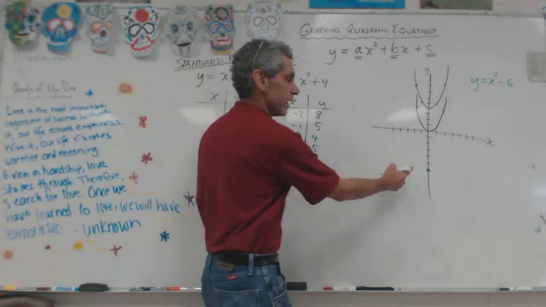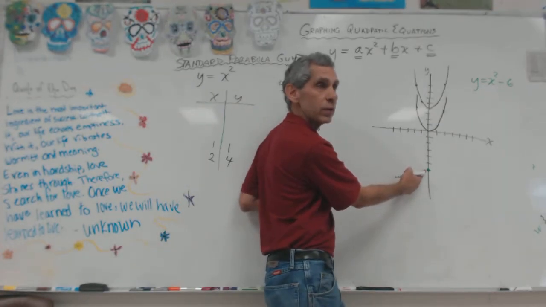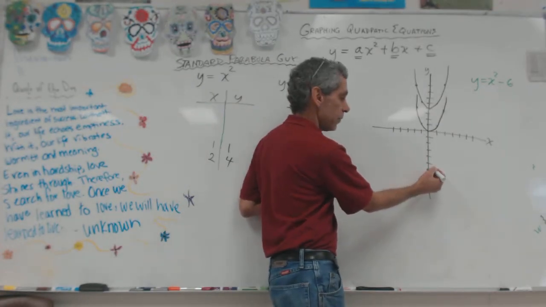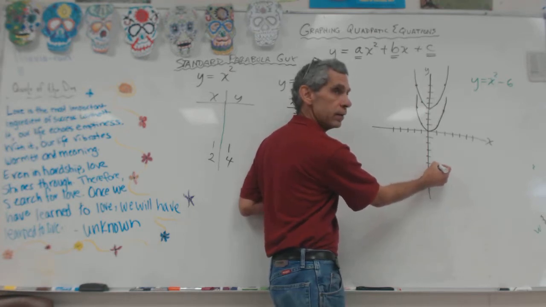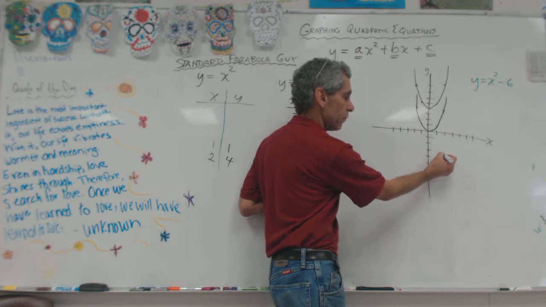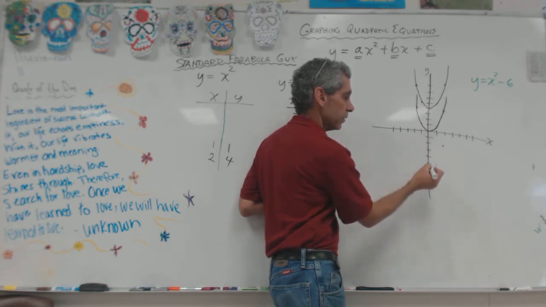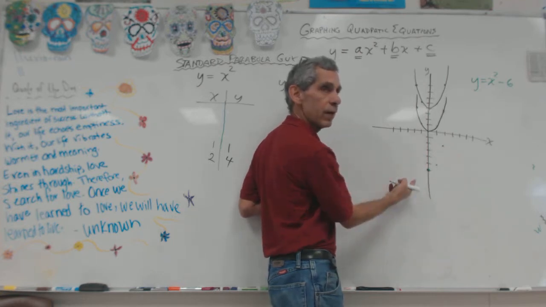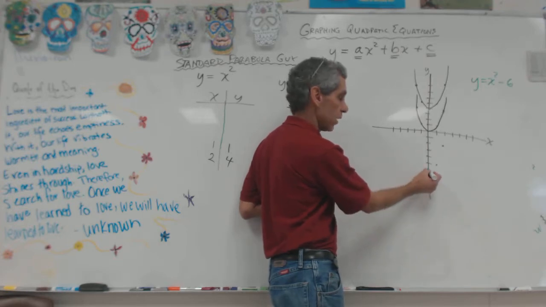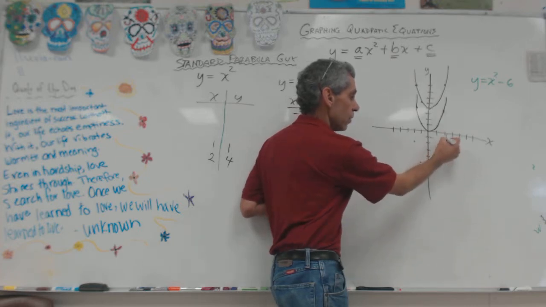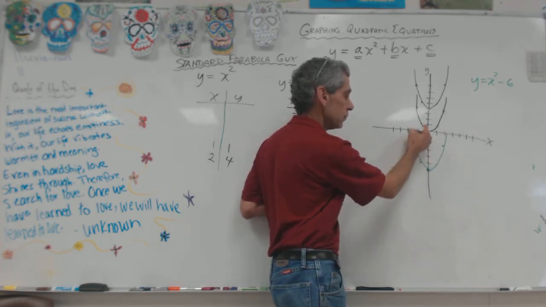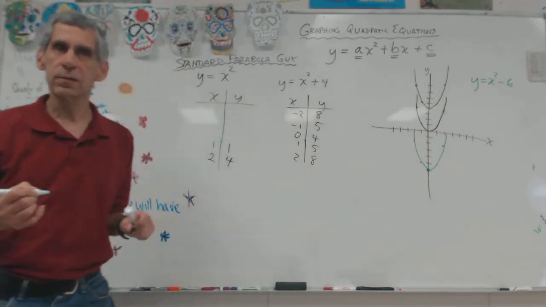Over 1, up 1. Over 2, up 4. So I'm going to pretend that this is my origin. And from here, I'm going to go over 1, up 1, dot. Over 2, up 4, dot. Look, I'm halfway done. Now I'll go over 1 this way, over 1 this way, up 1, dot. Over 2 this way, up 4, dot. And I draw my parabola. Does that make sense?